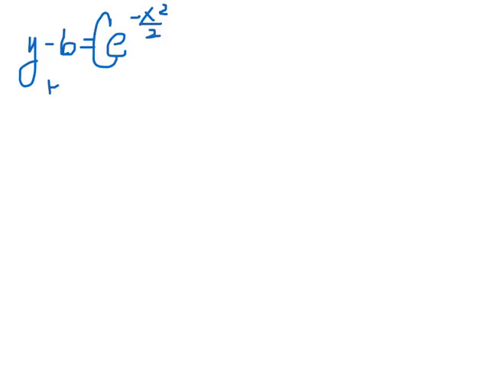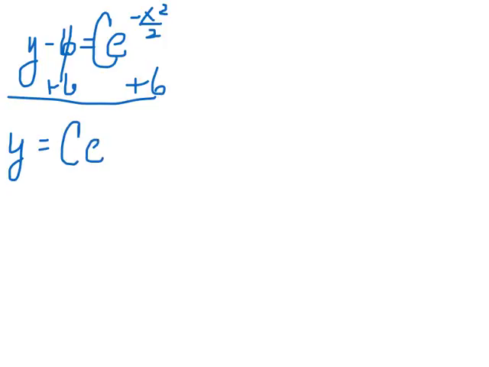So let's just add 6 to each side. And this kind of gets it solved down for y, okay? So y equals c e. Maybe let me put the 6 out front just because it'll make it easier to look at.